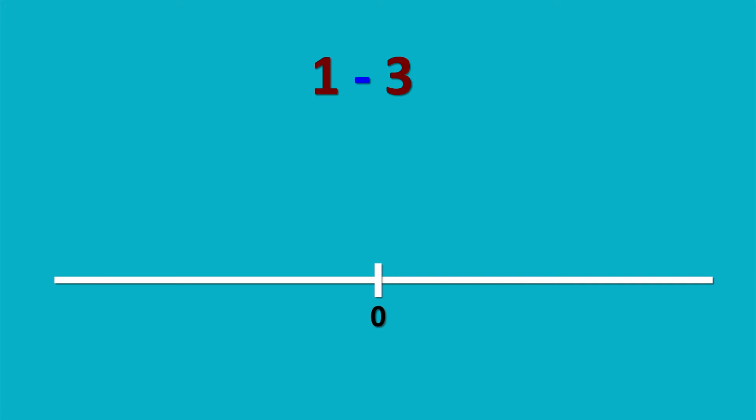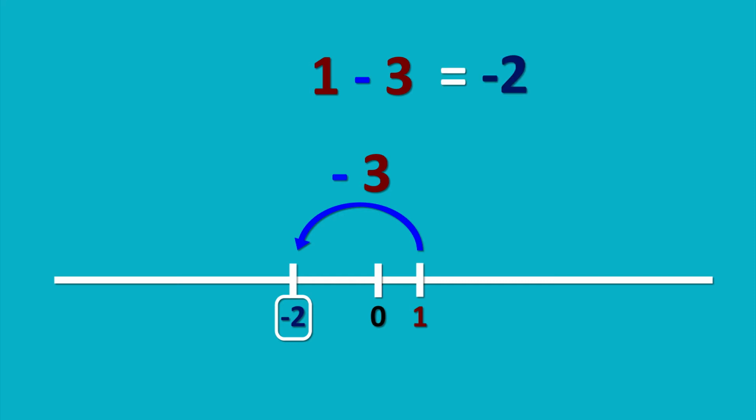But when we do 1 take away 3, we remember that the first number is our starting point, so we start at 1, and then we move 3 to the left. When we move 3 to the left, we move past 0 to -2. Therefore, 1 take away 3 is -2.